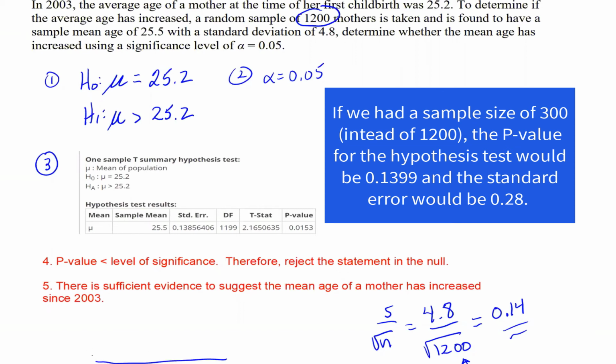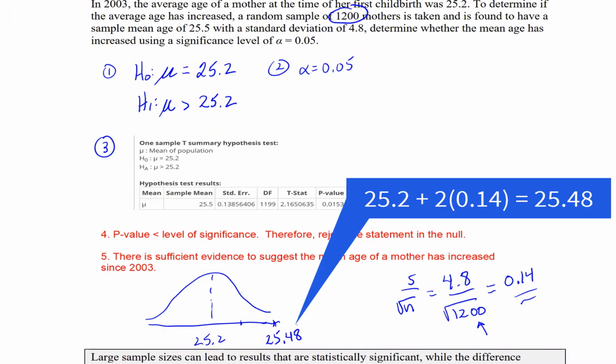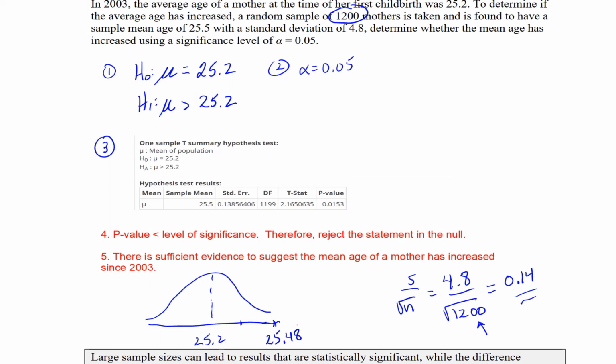Think about it like this from a graphical point of view. Here's where I'm assuming the mean is 2 standard errors away. When you have a sample size of 1,200, 2 standard errors away is at 25.48. From a statistical point of view, 25.48 is far away from 25.2. Right. From a practical point of view, it's not. It's very close.